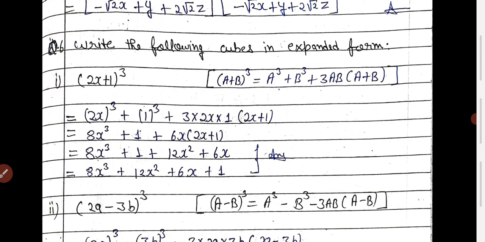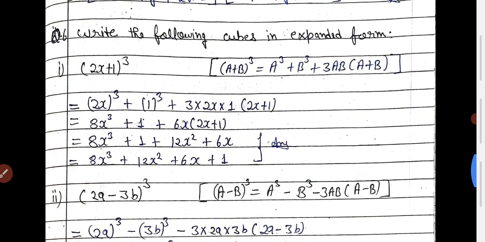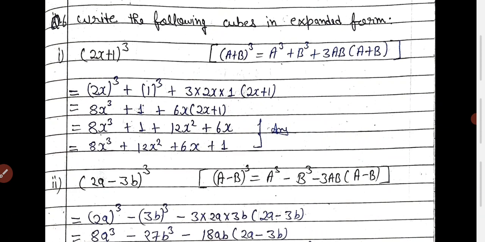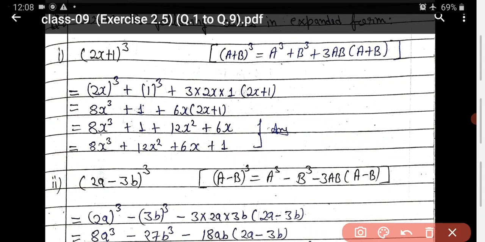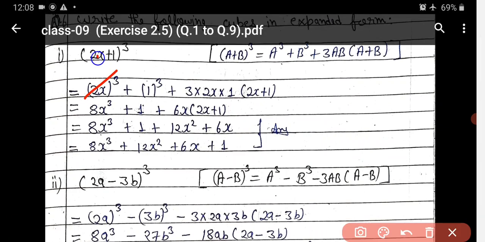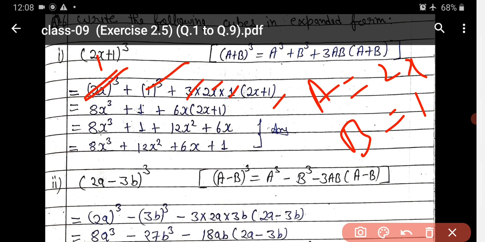So write the formula like this: a plus b whole cube is equal to a cube plus b cube plus 3ab in bracket a plus b. Now just open the formula: in place of a you have 2x, in place of b you have 1. Write a cube plus b cube plus 3ab bracket a plus b.